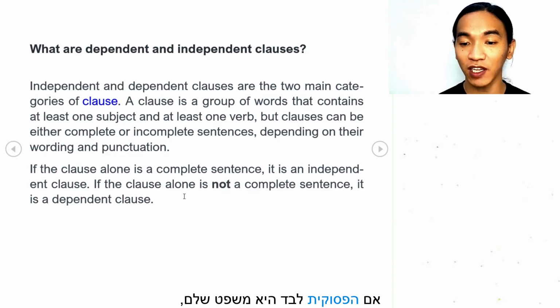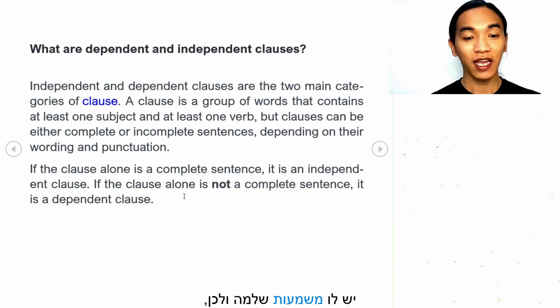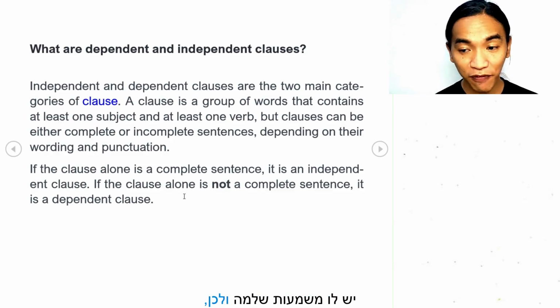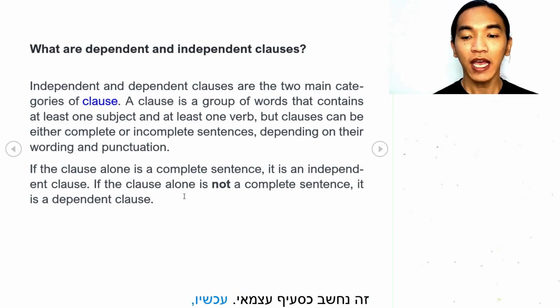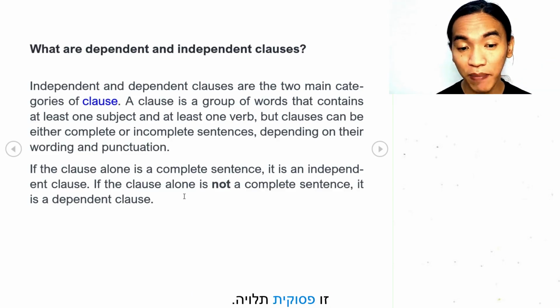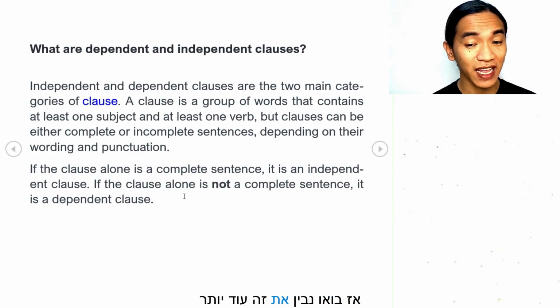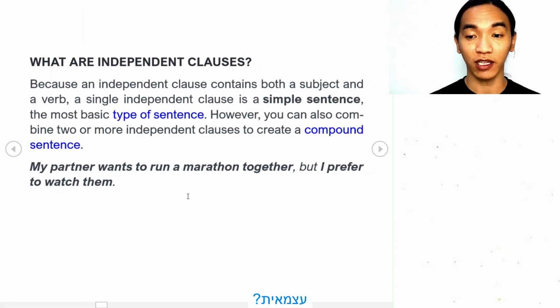If the clause alone is a complete sentence, it has complete meaning, and therefore it is considered an independent clause. If the clause alone is not a complete sentence, it is a dependent clause. So let's understand that even better. What are independent clauses?